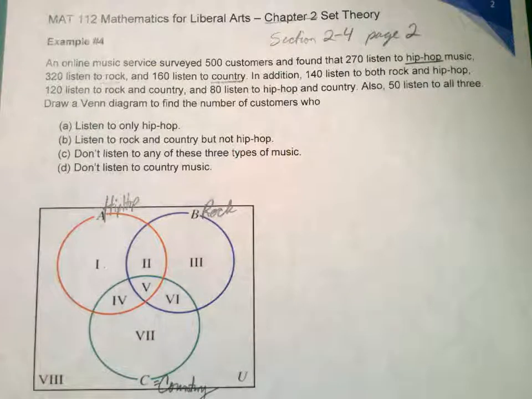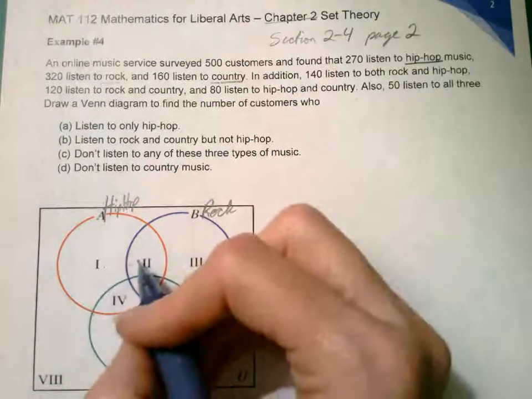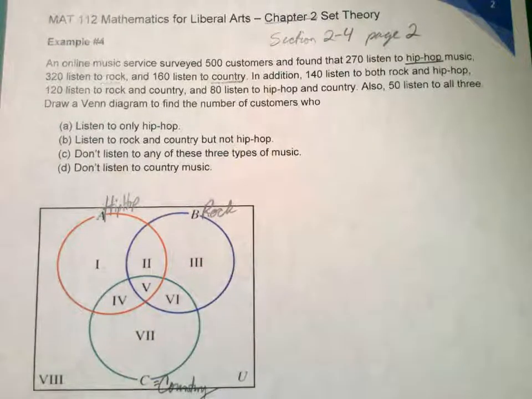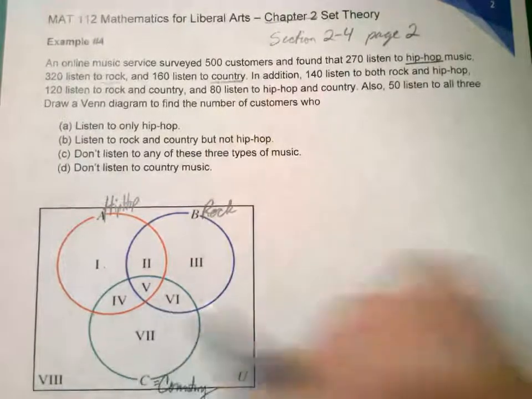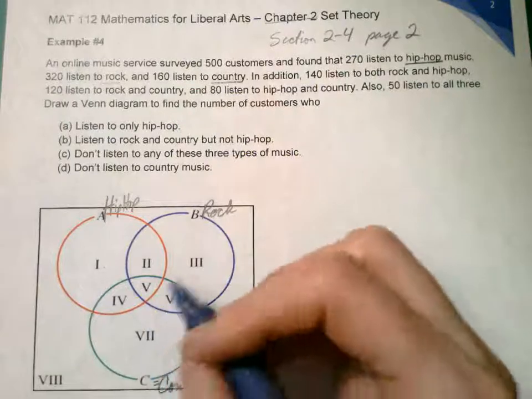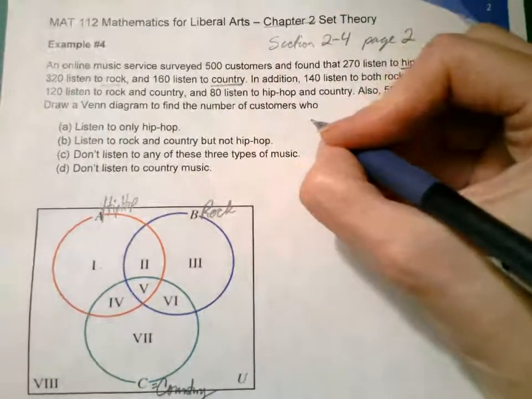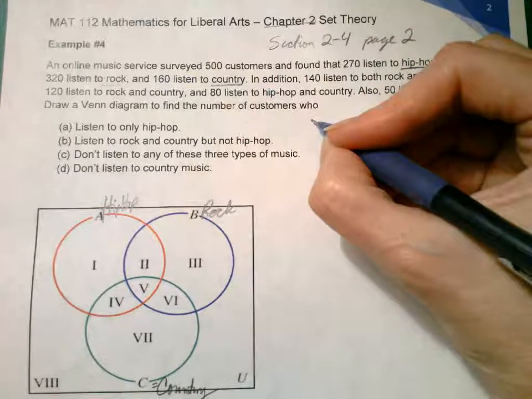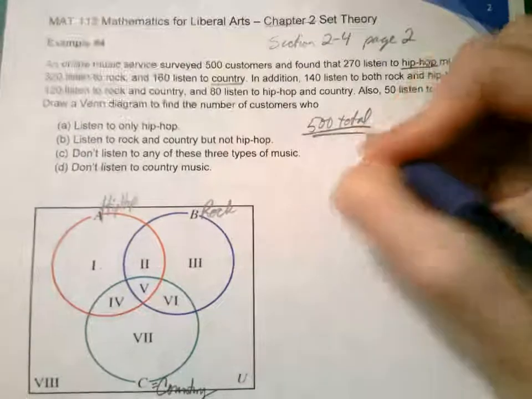So when they say that, that means all of A is 270. So I can't write anything in yet. All of B is 160. All of C is 160. Okay, write this down. Sorry. There are 500 total. That's certainly an important number.